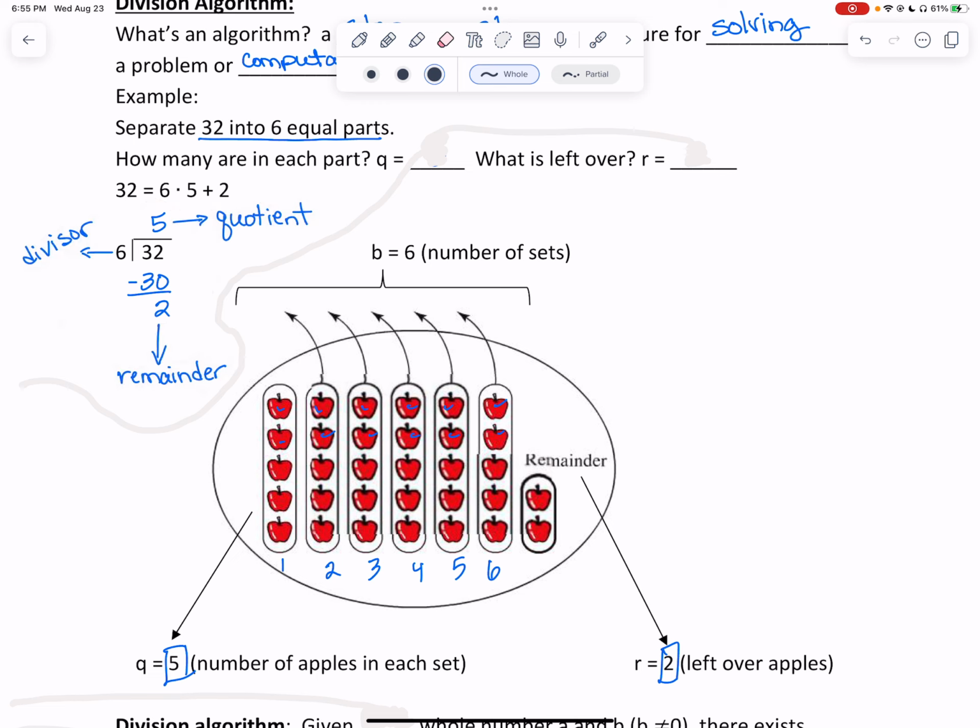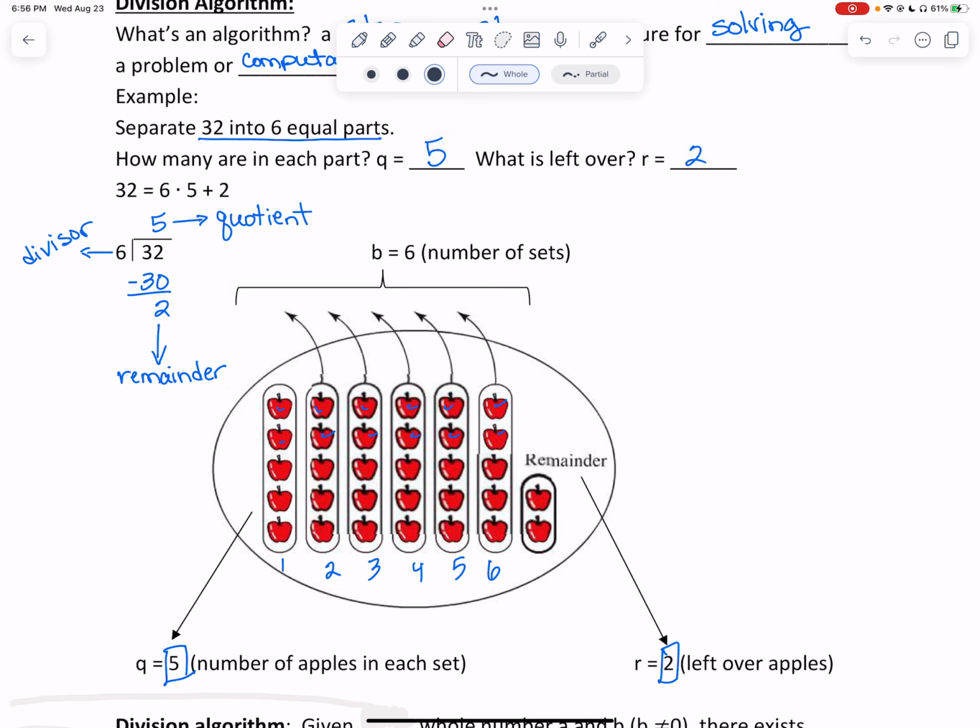So the 6 is called the divisor. That's what you're dividing by. The 5 is called the quotient. A lot of people say that's your answer, okay? The quotient. But you also have this remainder there. That's your remainder.